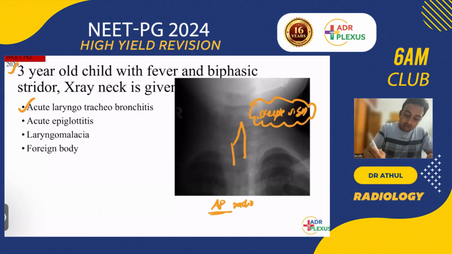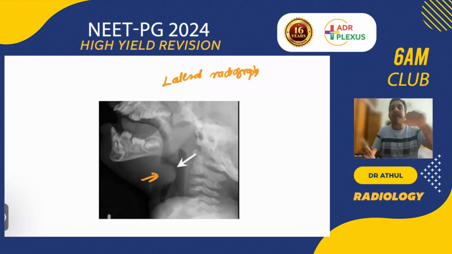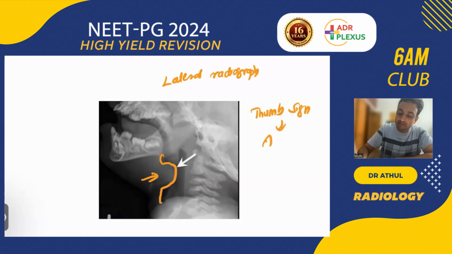And in radiograph, they can also ask you about acute epiglottitis. In acute epiglottitis, they will give you a lateral radiograph. In that lateral radiograph, you will be able to see a thumb-like impression in the region of the airway. In the air column, you are able to see a thumb-like impression. So for making it easy, if they are giving you a lateral radiograph, it is most probably the thumb sign, and thumb sign is usually seen in acute epiglottitis.